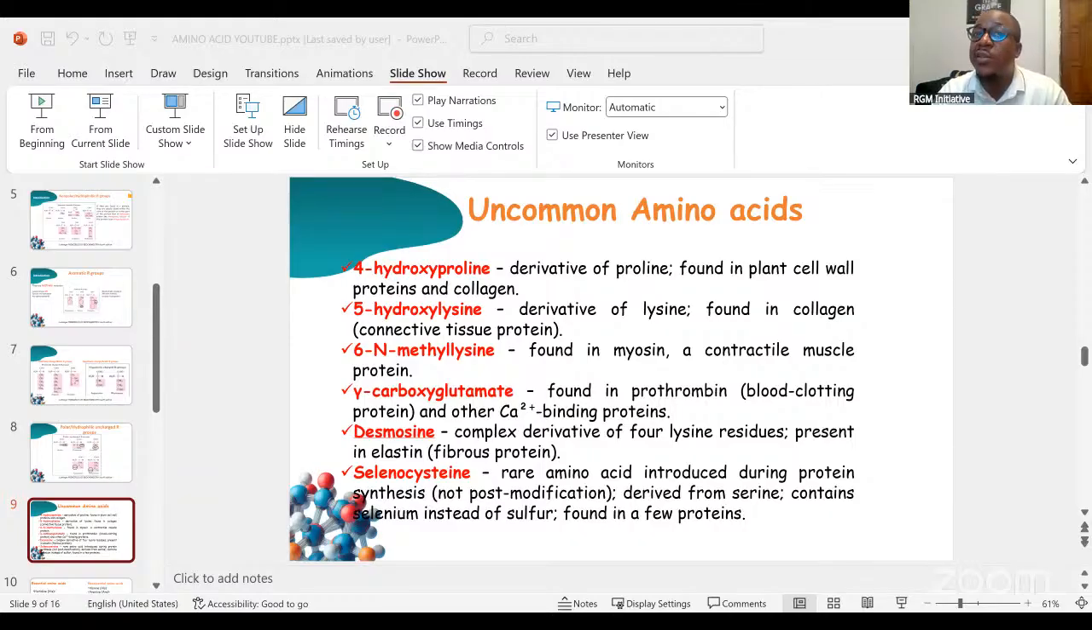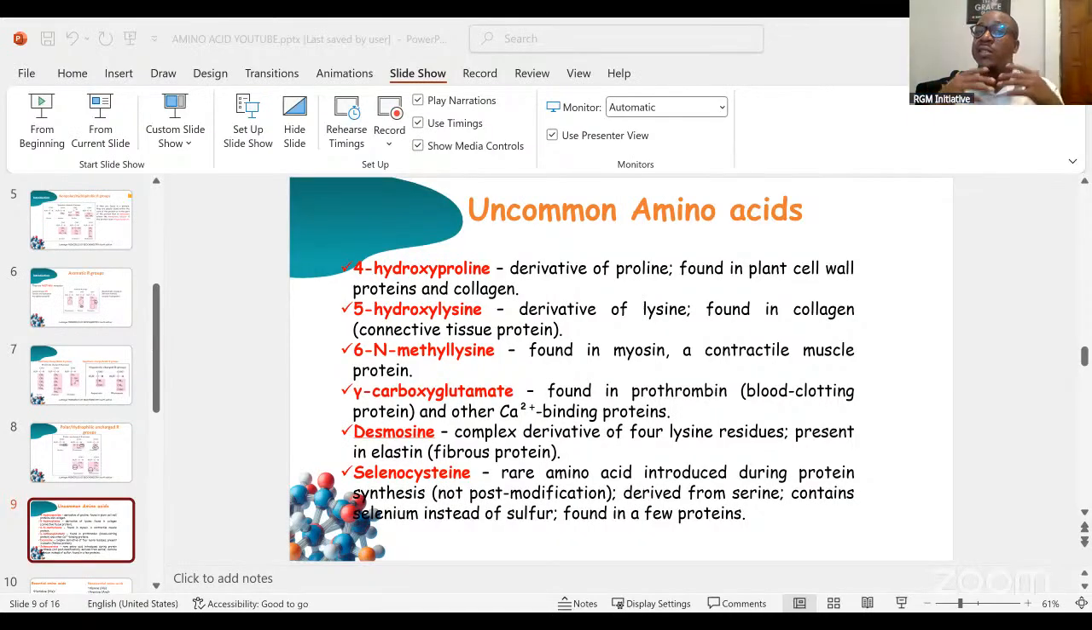We have gamma-carboxyglutamate, which is found in prothrombin for blood clotting, and also in calcium binding proteins like calmodulin. Just calcium binding protein. We have desmosine, a complex derivative of 4 lysine residues. These are just some common amino acids.